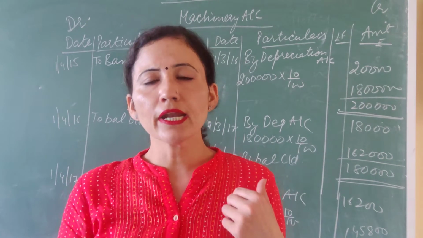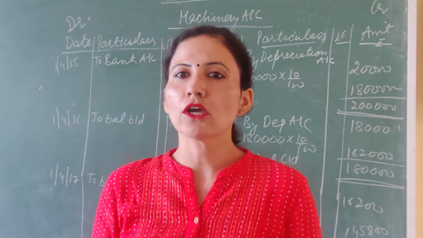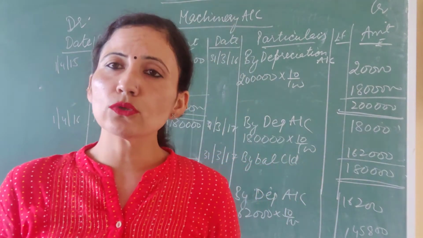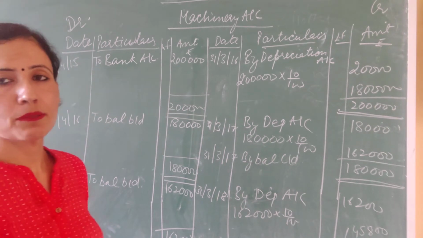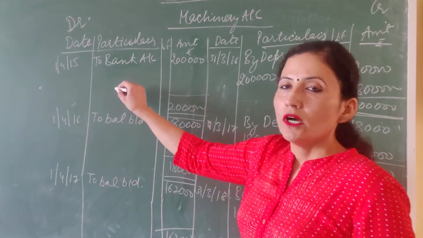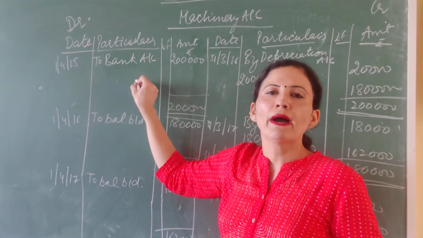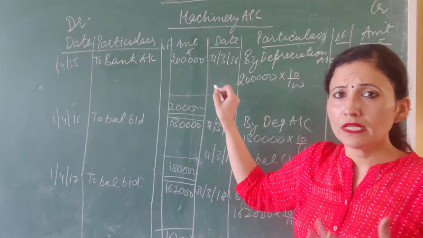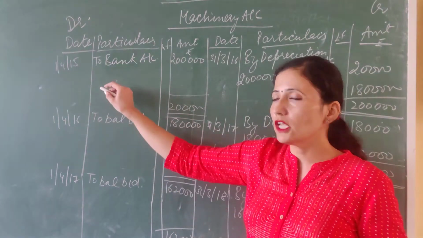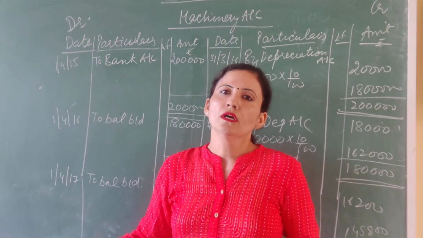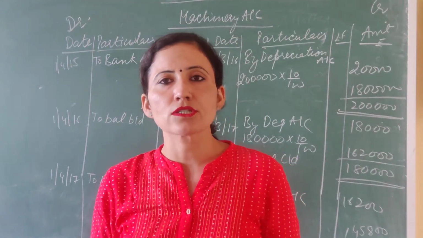So let's start. Here I have solved one practical problem which is made by me. I have sent you the pic of that particular problem. According to this problem, I have purchased the machinery on 1st April 2015. So here in machinery account, I have written down 1st April 2015 to bank account. This is of 2 lakh. And the books are closed on 31st March every year. So if the beginning of the year is 1st April 15, it would close on 31st March 2016. And the depreciation rate is 10%.